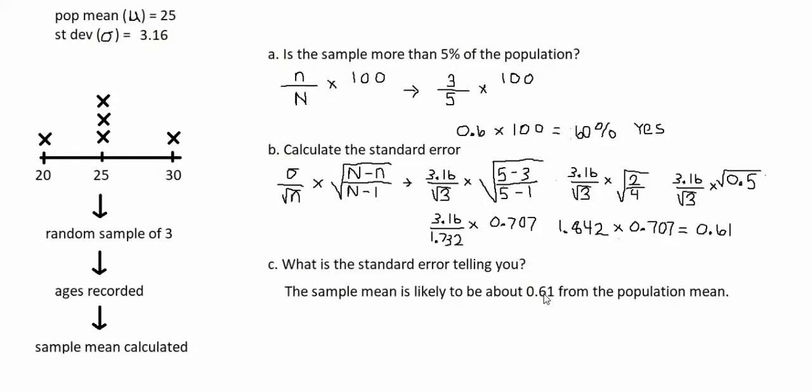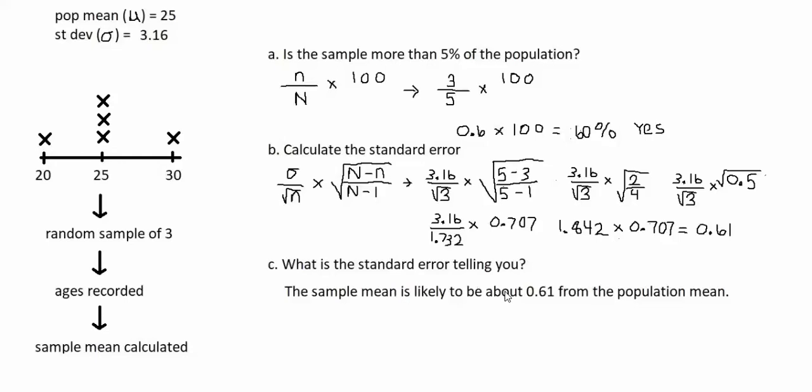And that wouldn't be correct because the sample mean isn't guaranteed to be about 0.61 from the population mean. It's just likely to be about that much. The sample mean could be, let's say, 1.5 from the population mean. Even though that might be unlikely, that could happen. So the sample mean is just likely to be about 0.61 from the population mean. It's not guaranteed. The error could be quite a bit more or quite a bit less.